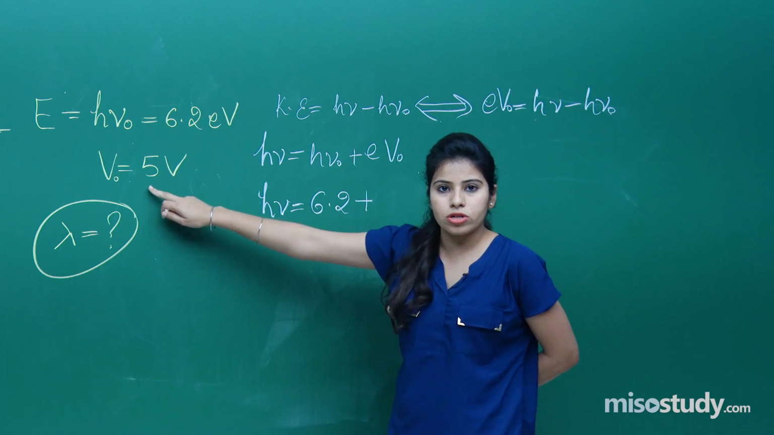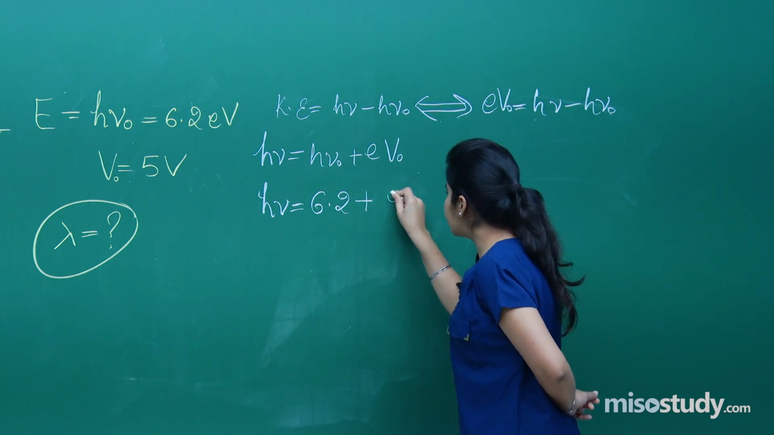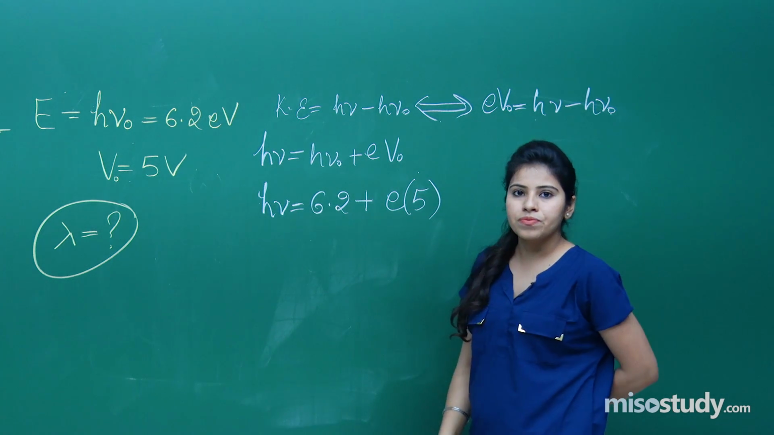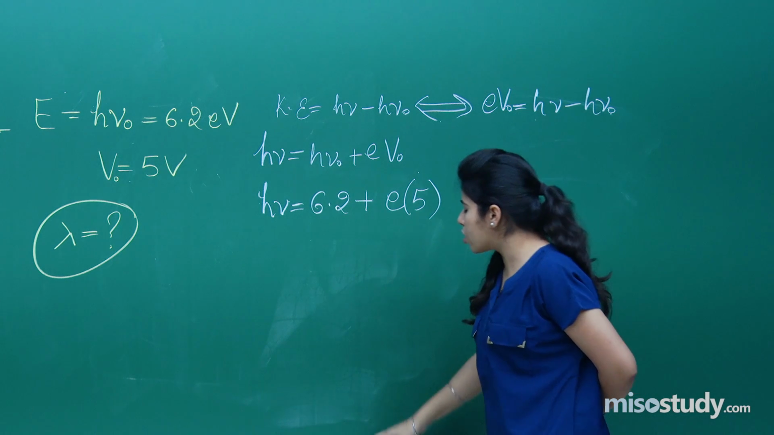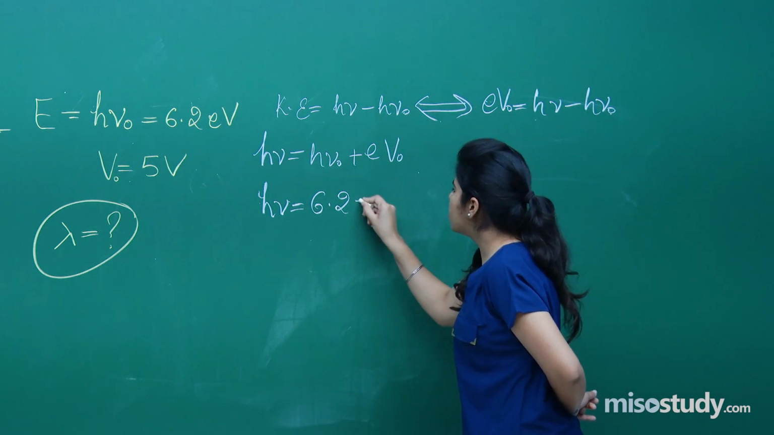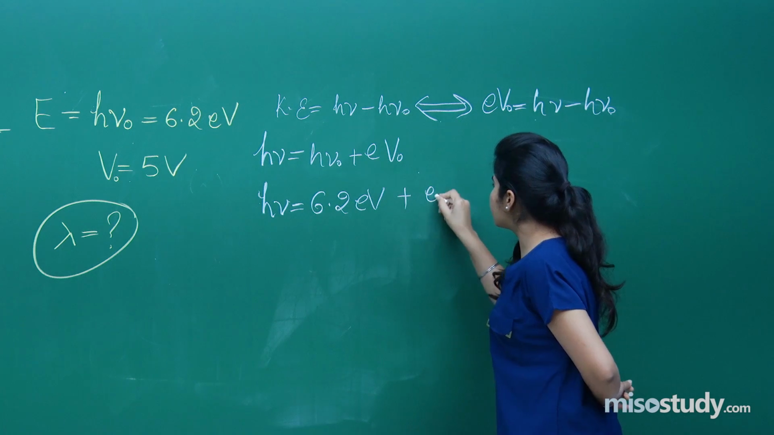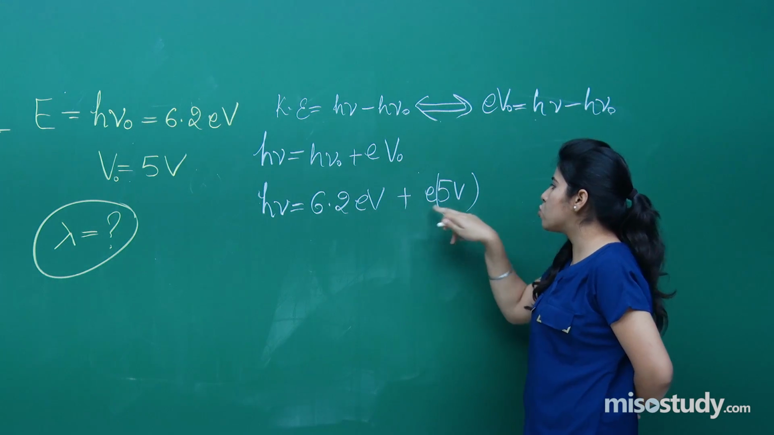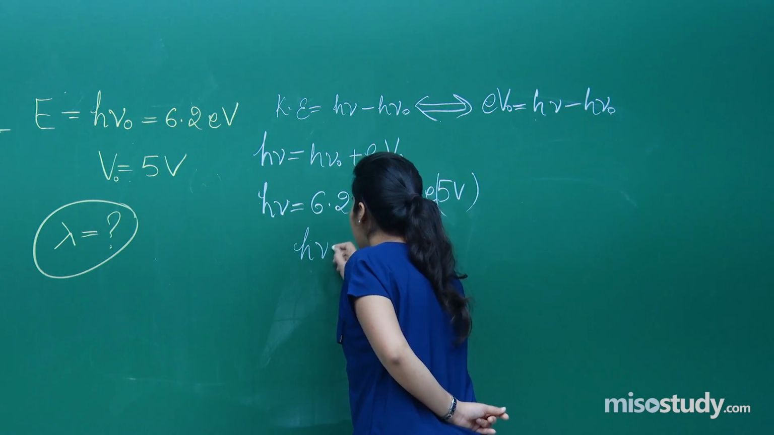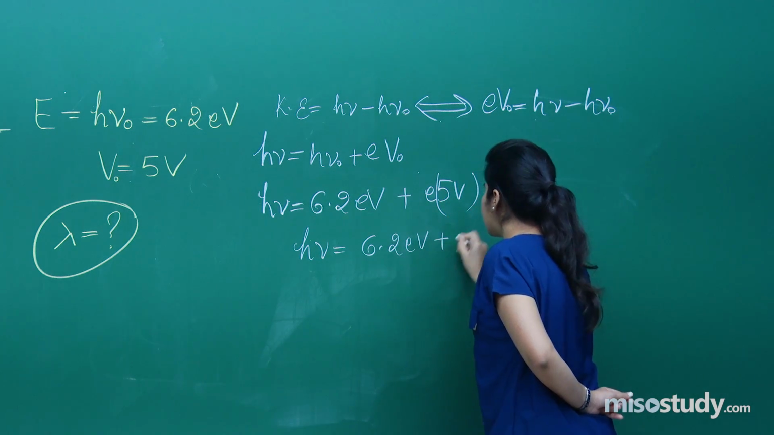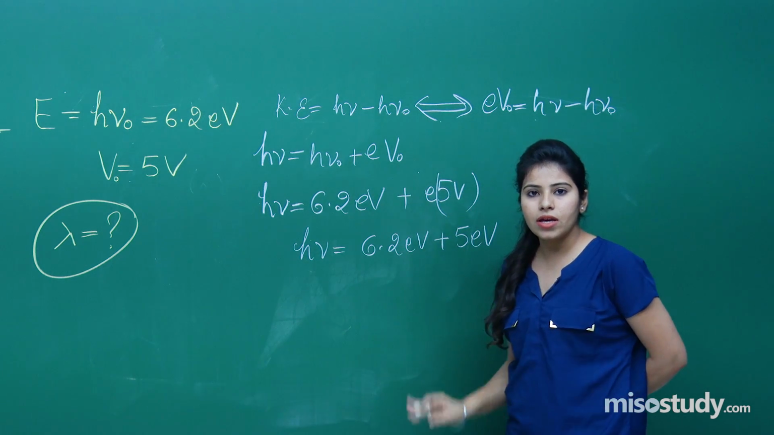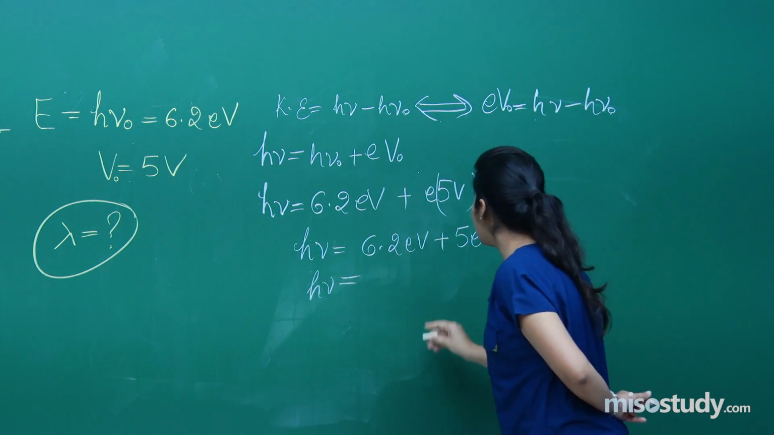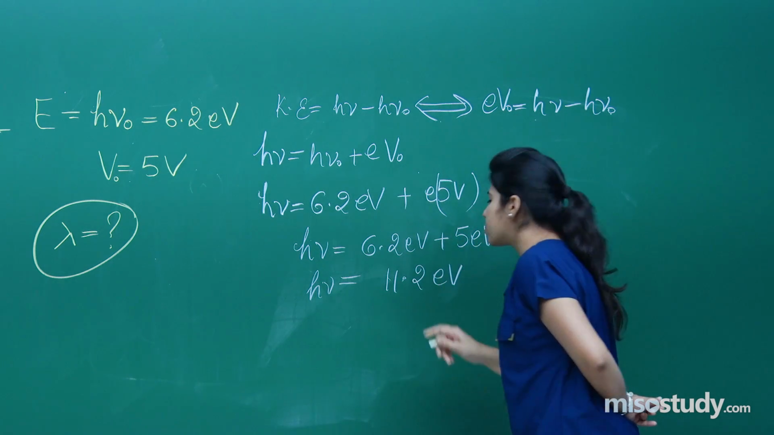I know the value of V naught. V naught is 5 volt. So I can just write this e as it is, because e is the electronic charge, and V as 5. Right? And this 6.2 is in electron volt, plus e into V naught. V naught is 5 volt. So that means the unit has become the same, eV and eV. So now h nu equals 6.2 eV plus 5 eV. Now add these terms and you will have 11.2 electron volt.